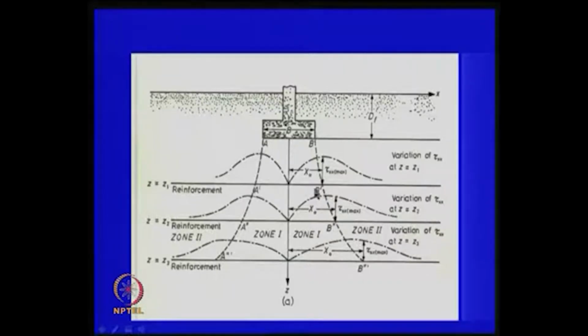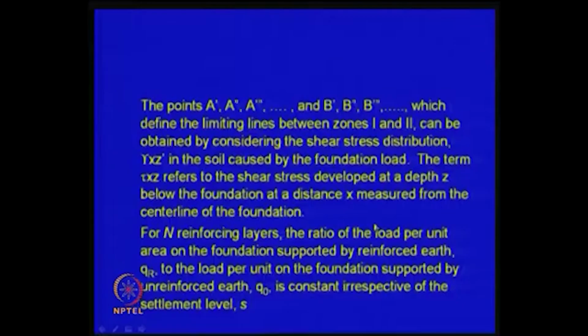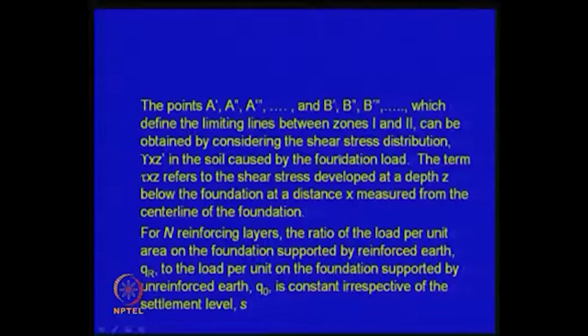The other day I was mentioning active resistance and passive resistance, and the other one is pull out resistance. This is a simple way of remembering. So, this is how the distribution is obtained from the elastic stress distribution. You have 2 zones, zone 1 and zone 2, and the classification of zone 1 and zone 2 is based on this elastic shear stress distribution, tau xz.